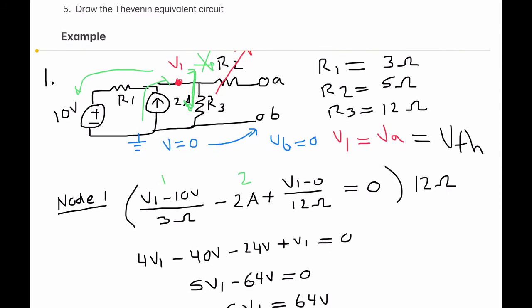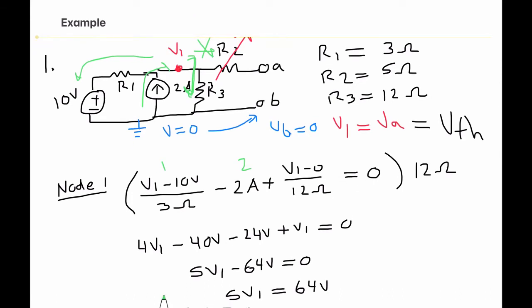And so now I'm multiplying the entire equation by 12, because that's my largest denominator, and I'd like to get rid of all the fractions if I can because it makes it easier for me to solve. So with doing that, I distribute the 12 ohms through to each term.